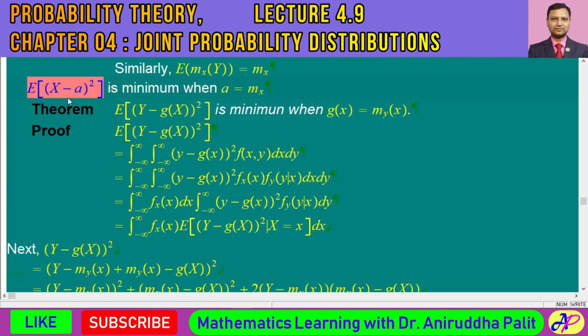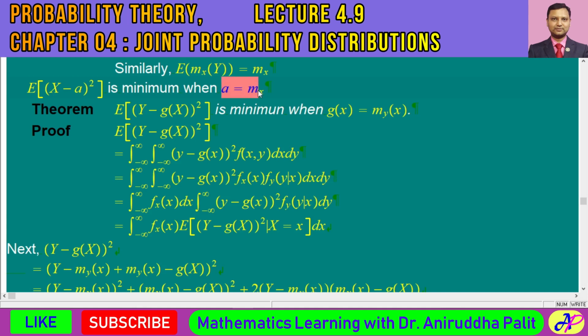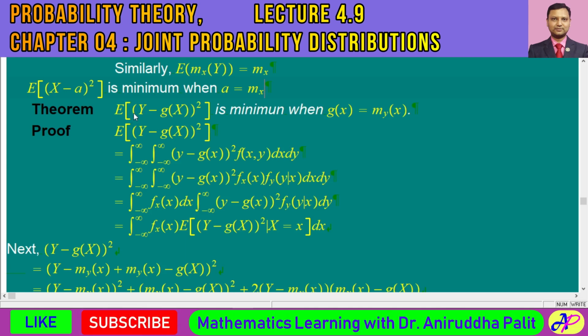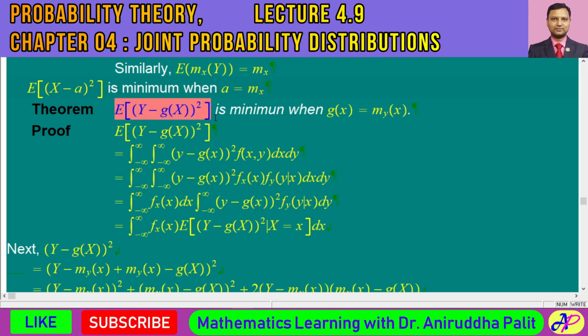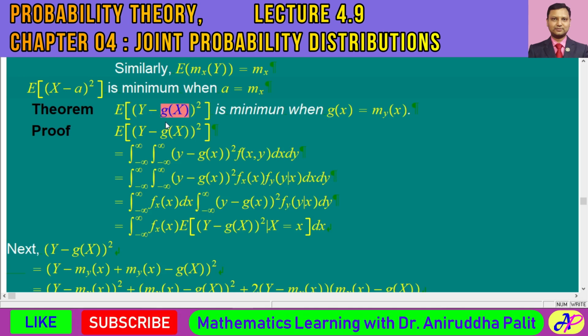So expectation of (x minus a) whole square. This expectation is minimum when a is equal to the mean of x. And this type of result was there in case of probability distribution of a single random variable. In this kind of bivariate distribution, we are going to prove a similar result, that expectation of (y minus g(x)) whole square is minimum when this function g(x), about which the expectation is computed, becomes equal to mu y of x. We are going to prove this result.